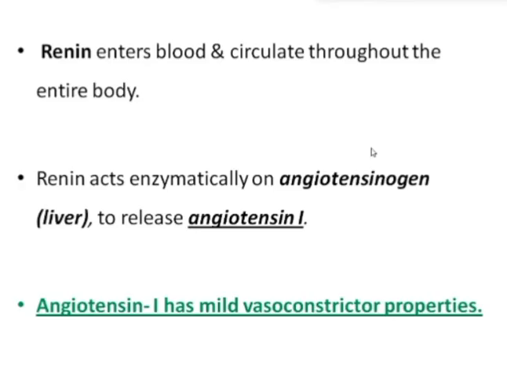So renin enters the blood, which is secreted by the kidney, and circulates throughout the body. Renin then acts, it's an enzyme, so it acts enzymatically on angiotensinogen, which is formed in the liver, and converts it to release angiotensin 1. Angiotensin 1 has a mild vasoconstrictor property itself also.